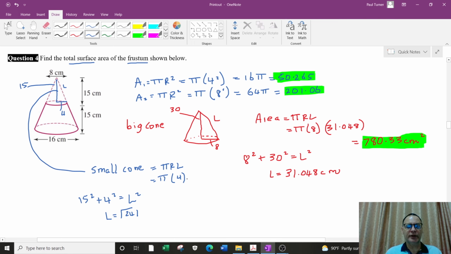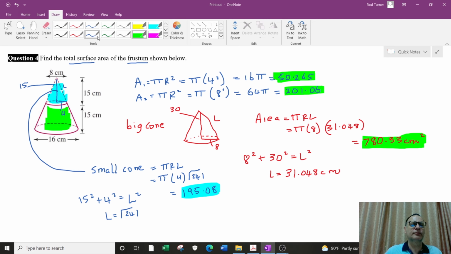Okay, so putting that number in here, root 241, will give us the small cone area, which is 195.08. That's the area, the lateral area of the cone which has been removed, this part here. Okay, so what you need to do now is actually find this area. To do that, we need to subtract these two numbers.